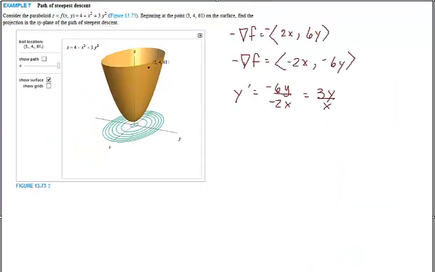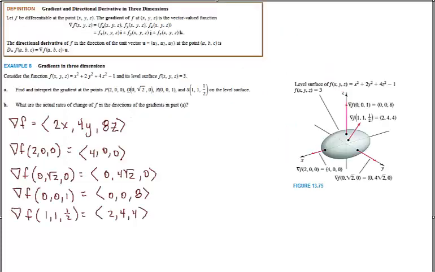I'm to find the projection in the xy plane of the path of the steepest descent. I have the negative gradient, and I now have the slope, and you will find that the path of this would then be 4x cubed over 27 would be the path of steepest descent.